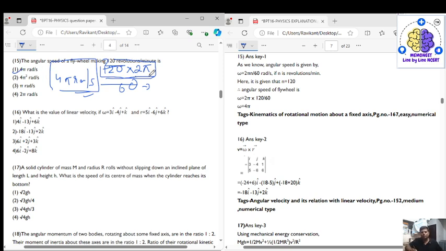One revolution is equal to 2 pi radians. So 120 revolutions will be equal to 120 into 2 pi. 1 minute is 60 seconds. So divided by 60 seconds, you'll get 4 pi radians per second.